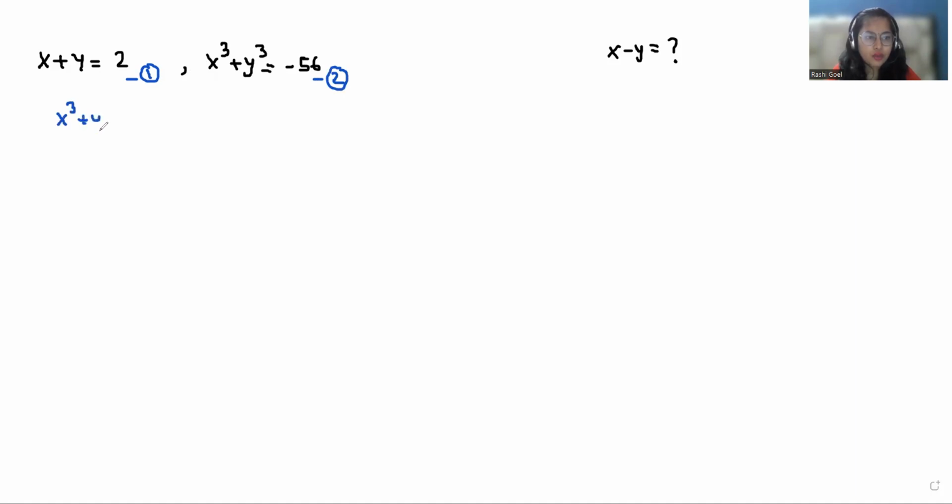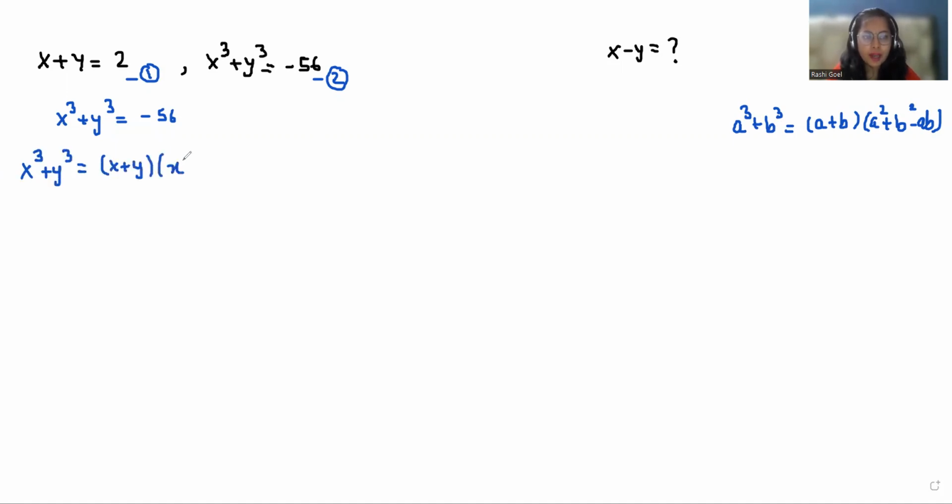So x cube plus y cube is equal to -56. And we know the very famous identity, that is a cube plus b cube is equal to (a plus b) times (a square plus b square minus ab). So I'm going to use this property. So we can write it as x cube plus y cube is equal to (x plus y) times (x square plus y square minus xy).